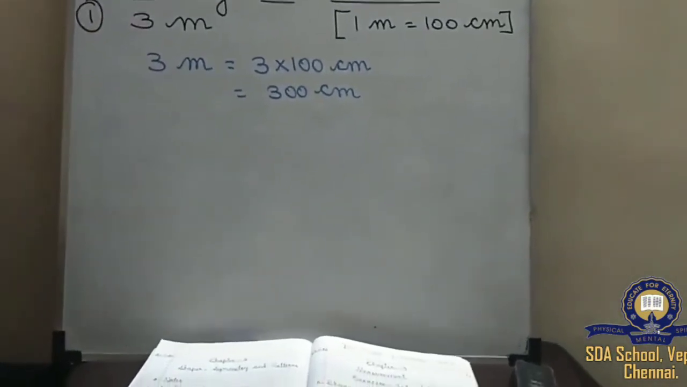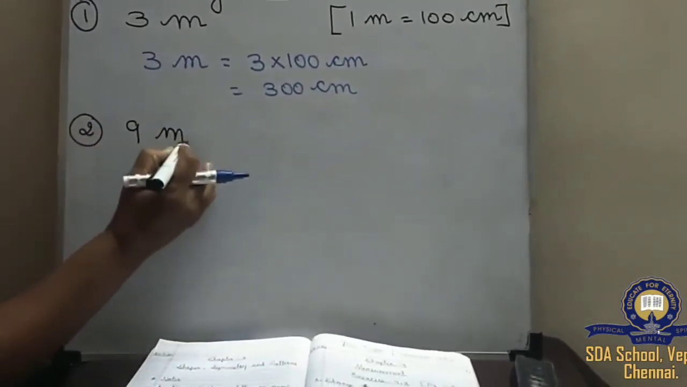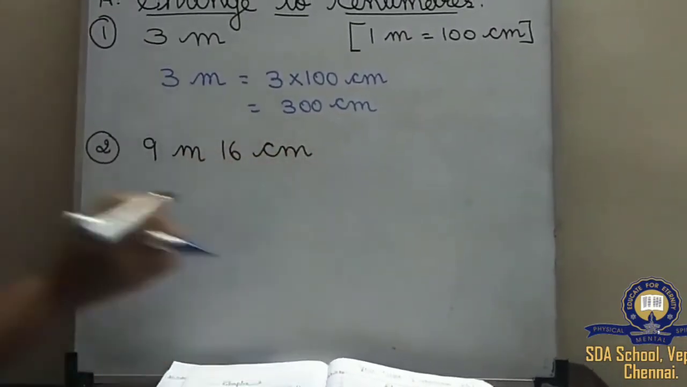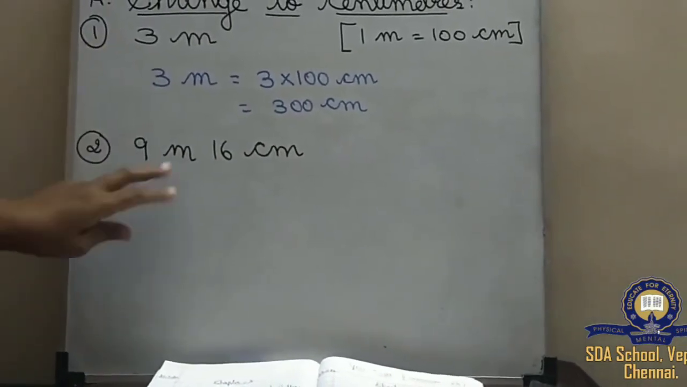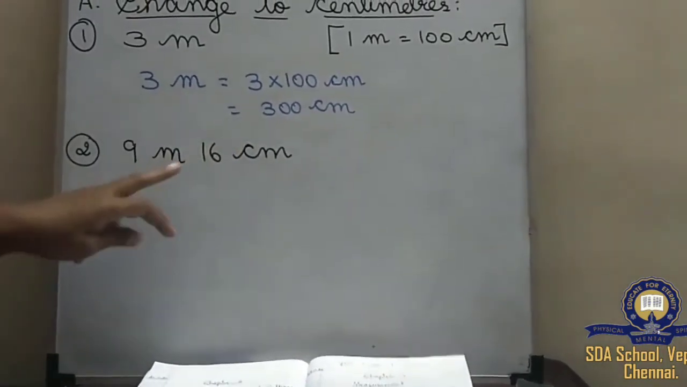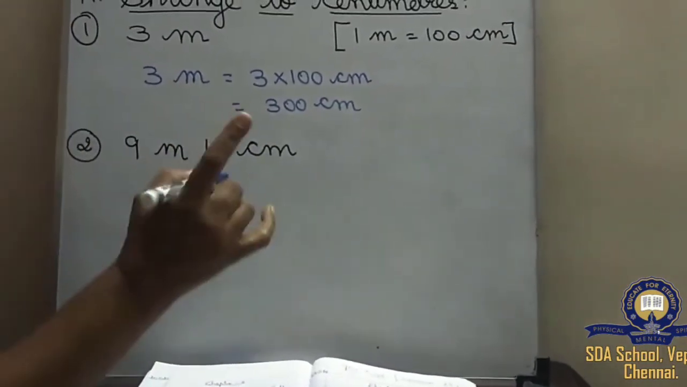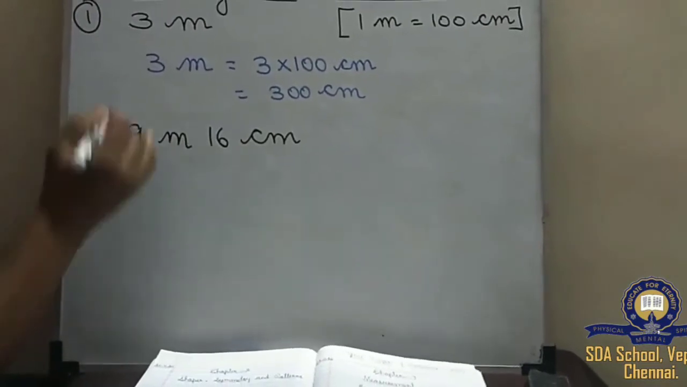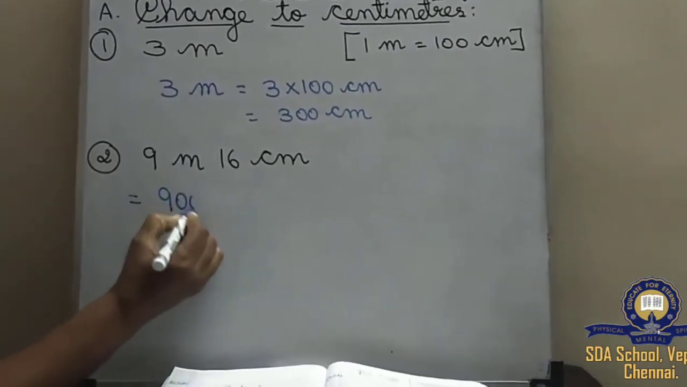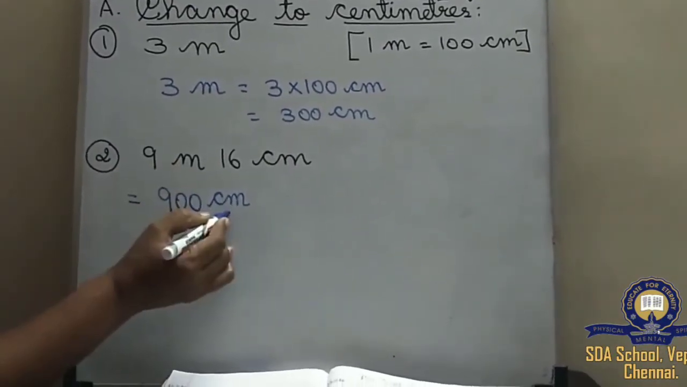But the second sum is a little hard. Wait, you listen. 9 meter 16 centimeter. See, here only 3 meter was given, but here they have given meter and also centimeter, but you have to convert into centimeter only. So 9 meter means what will come, children? 9 into 100. Don't forget 9 into 100. Here 3 into 100 was 300 centimeters. So here 9 into 100 will be 900 centimeter. The meter has been converted into centimeter.